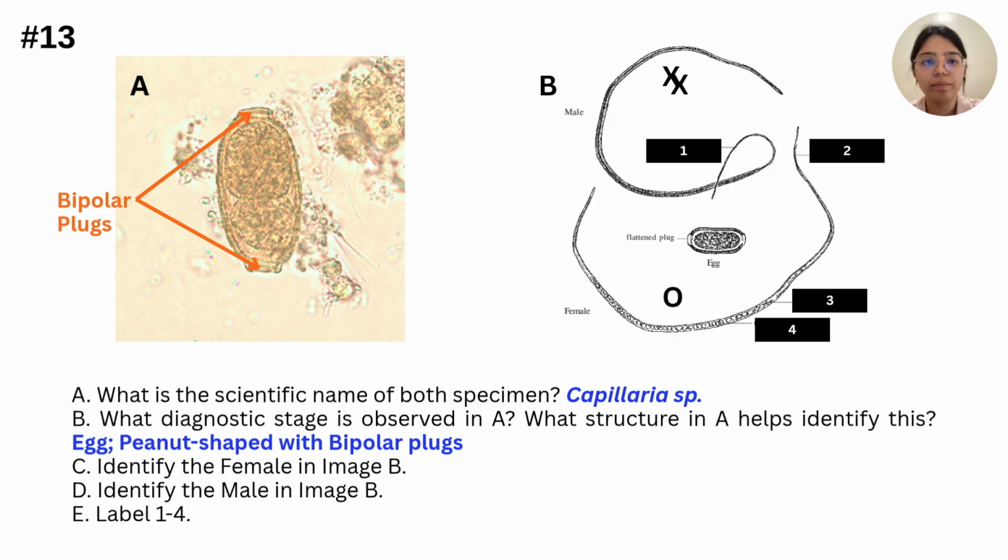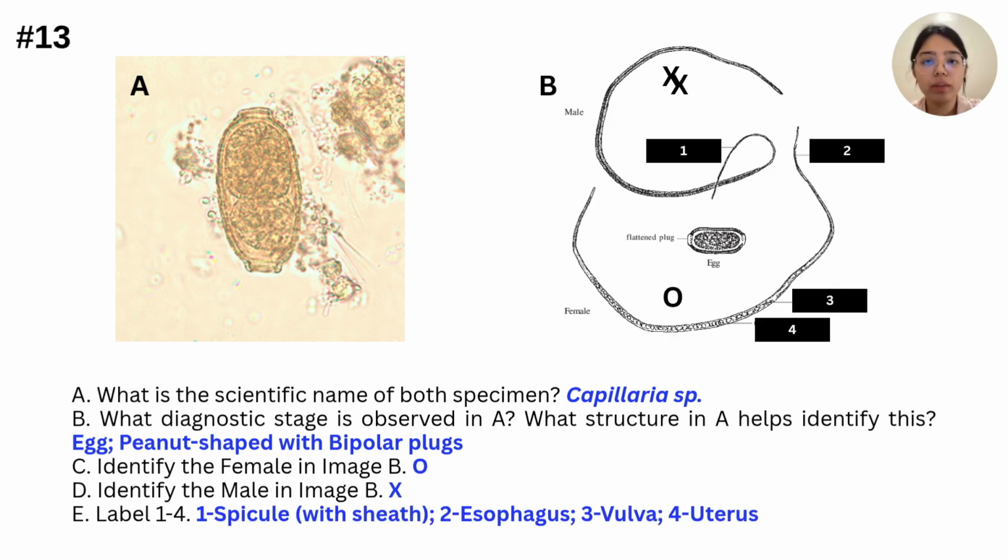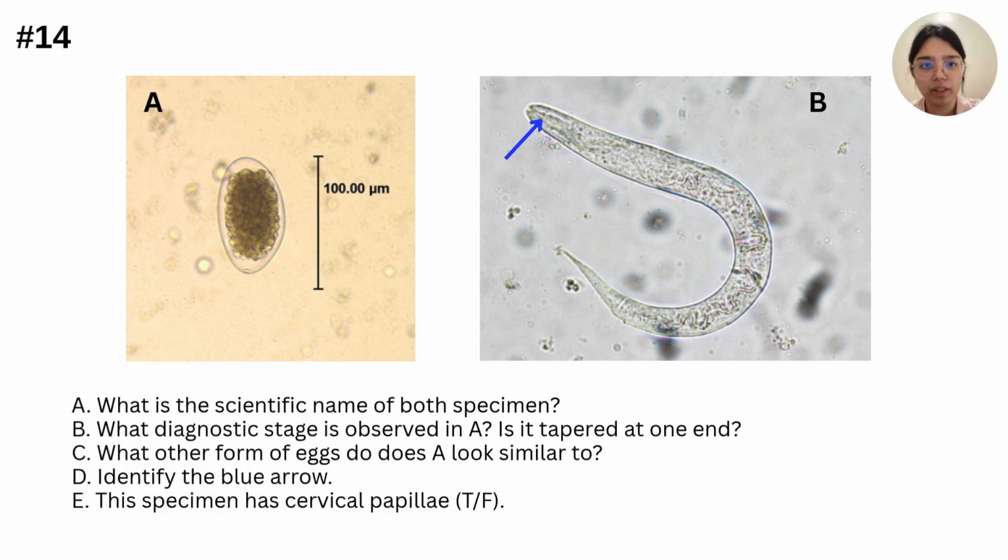In image B, the female is indicated by O and is slightly larger than the male. She has an esophagus, which is number 2, a muscular tube about half the length of her body, a vulva, number 3, which is the opening for egg release, and a uterus, number 4, which contains developing eggs. The male is indicated by X and is slightly smaller, with a small caudal alae and a spicule with sheath, as indicated in number 1, which is a thin, spineless reproductive structure used during mating. Next, we move on to number 14.